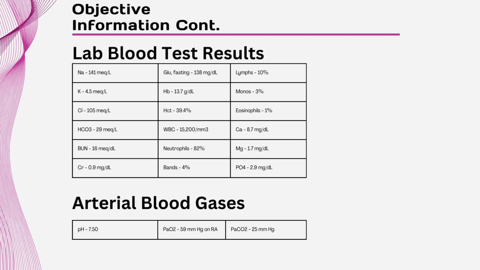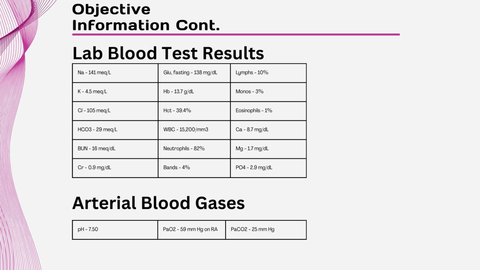So, continued objective information includes lab blood test results, which I will not read every single one of to you guys. But what is noteworthy is especially her white blood cell count, which is 15,200, which is elevated. And so we want to make sure we note that, and so there is some sort of infection. Then we want to look at her ABG, her arterial blood gases, and what we'll see is that she does have a normal pH.